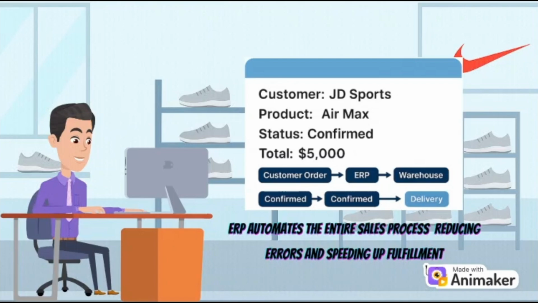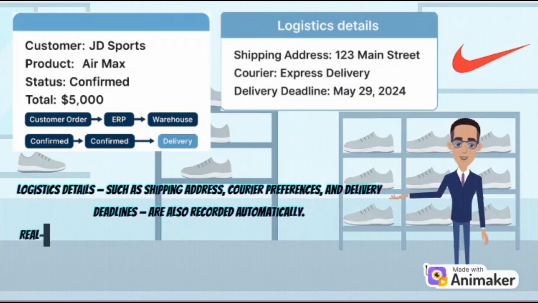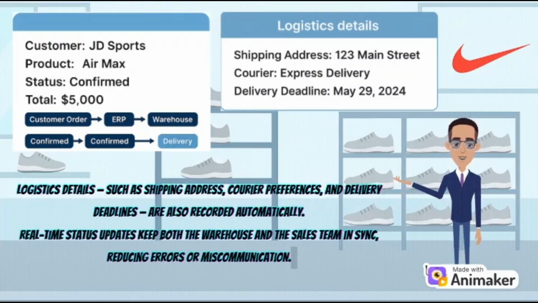Once confirmed, the order is sent to the warehouse for picking, packing, and delivery scheduling. At the same time, the system calculates pricing, applies any discounts, and prepares invoice details for billing. Logistics details, such as shipping address, courier preferences, and delivery deadlines, are also recorded automatically.